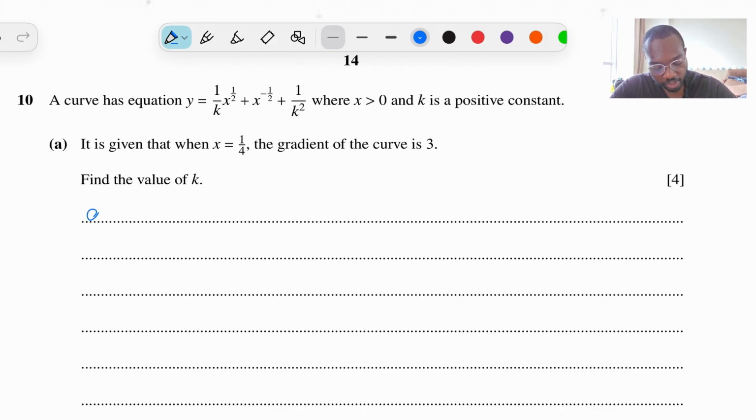So if we differentiate, we get dy over dx, and that would equal 1/k times a half. So 1/k times a half, that is 1/2k, x, and then we bring the power down by 1. So we get minus a half. Then for that second value, that would be 1 times a half, so minus a half x to the power of minus 3/2. And then for that last one, well, that's a constant, so it just disappears. So this is what we got for dy over dx.